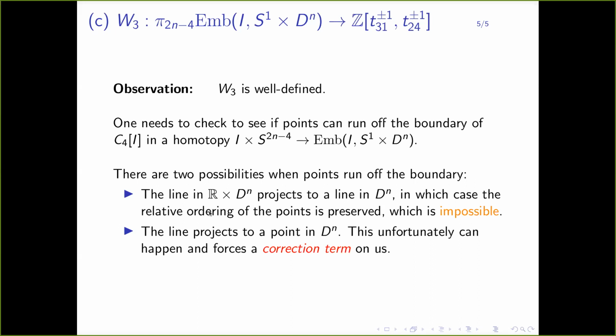So the only way you could have a quadruple run off the boundary is if the line projects to a point in Dn, if the line is vertical in that S1 direction. And unfortunately, this can happen. And so we have to worry about the behavior of the family on the boundary. That requires a correction term.